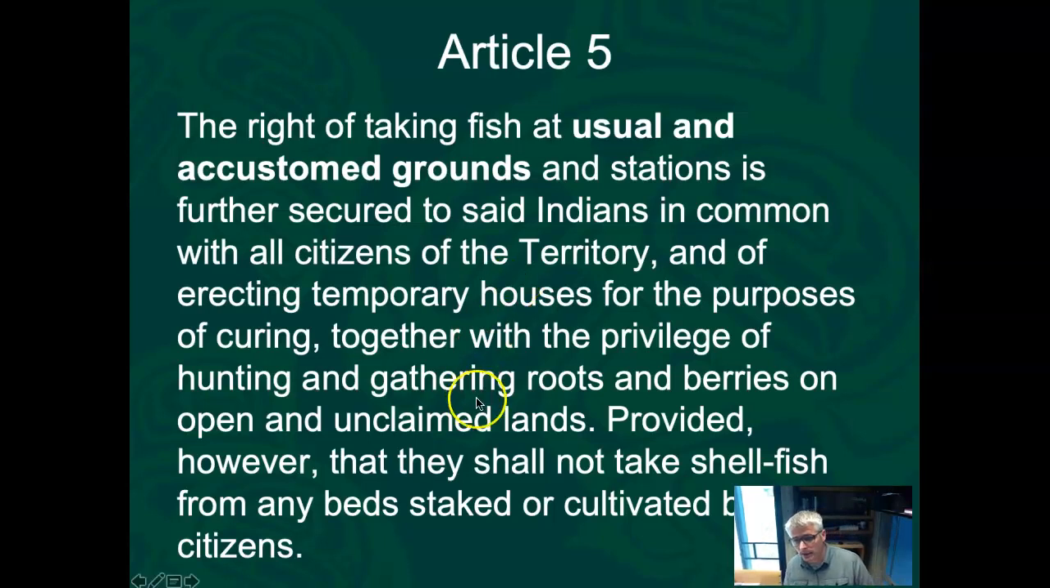And this last line is, provided, however, they shall not take shellfish from beds staked or cultivated. So that would be interpreted today like this: if you're a member of a treaty tribe, you can't go down to Taylor Shellfish and start grabbing oysters off the line. That's not allowed. We'll talk about the graffiti and kind of what that's opened up as well.